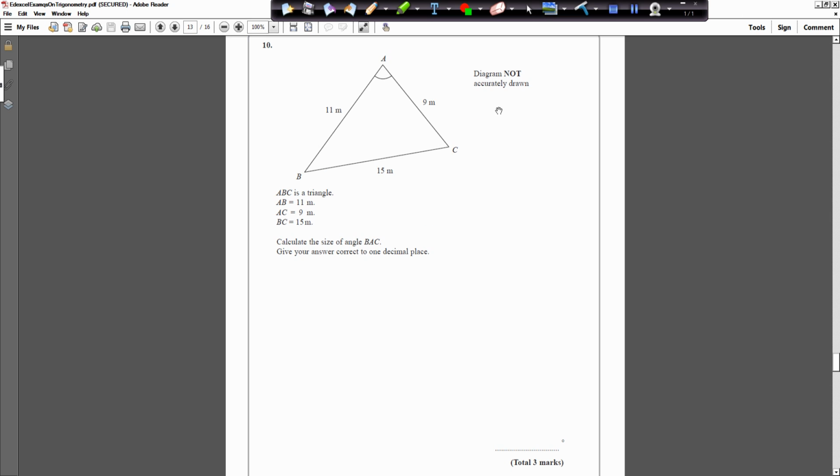I'm recording now, folks, okay? Right. Now, we know all of the sides. If we know all of the sides, and we've got to work out this angle over here, we have to use the cosine rule. So the cosine rule is a squared is equal to b squared plus c squared minus 2bc cos.